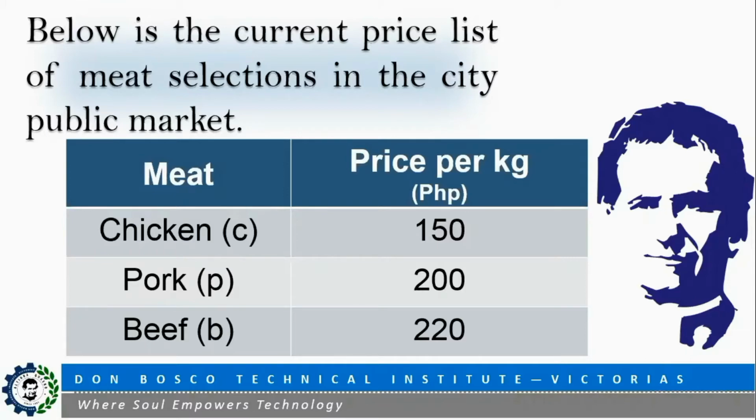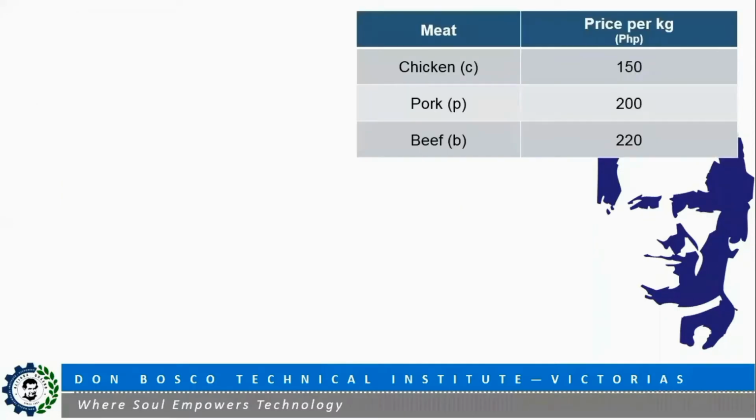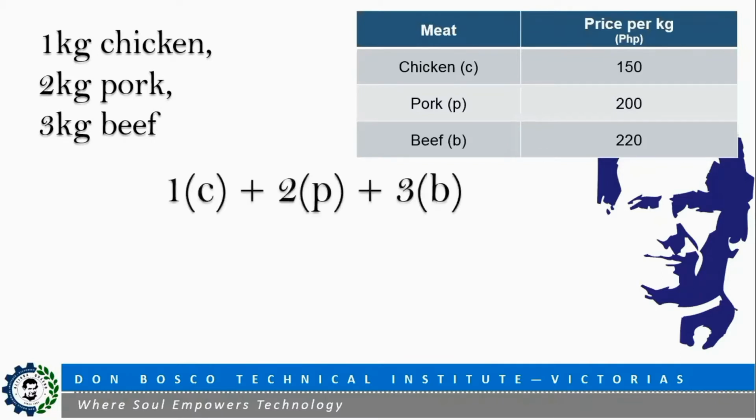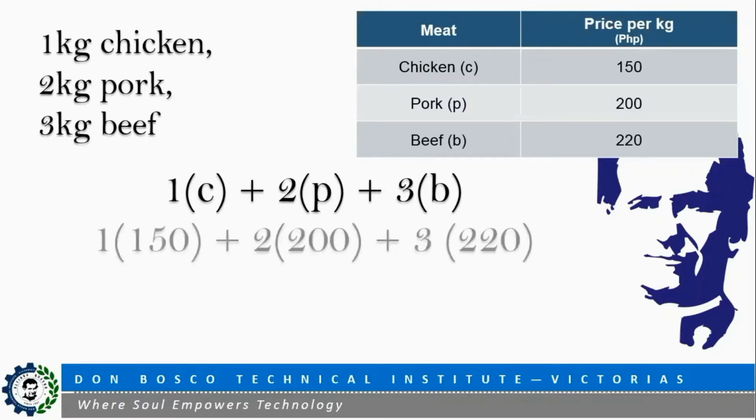Suppose your mother asked you to buy 1 kilogram of chicken, 2 kilograms of pork, and 3 kilograms of beef. How much should be the budget for that? We use the expression 1C plus 2P plus 3B to represent the situation. Using the price list, we substitute C with 150, P with 200, and B with 220.